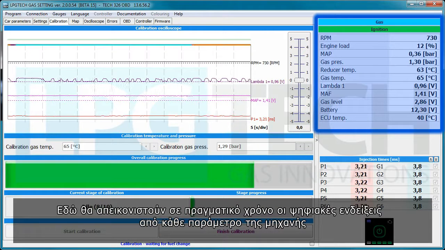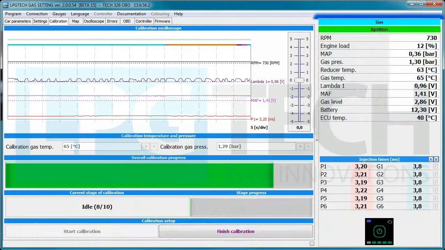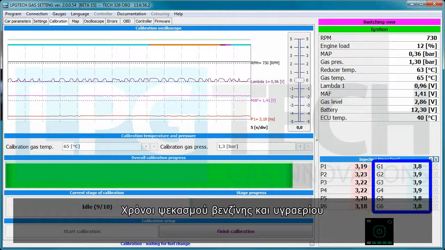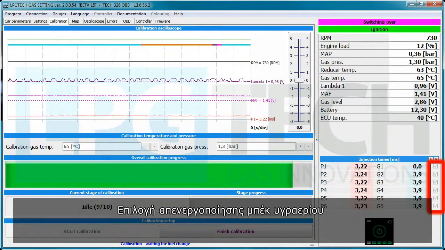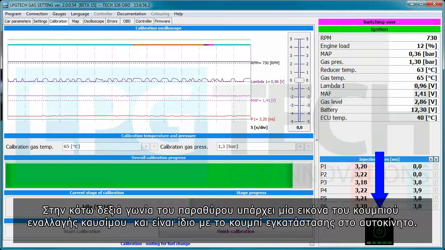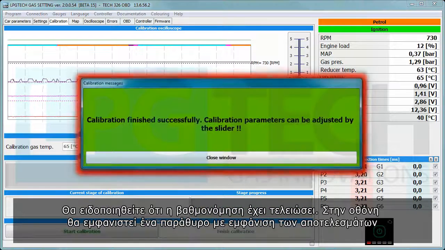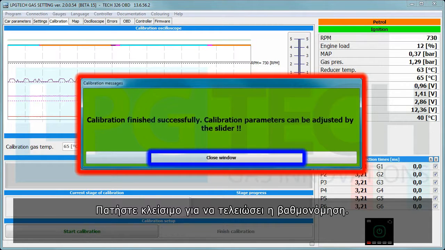Here will be displayed real-time digital indications of each engine parameter and autogas installation. Injection times of petrol and gas, disable option for gas injectors. In the bottom right corner of the window there is an image of a petrol switch which looks the same as the one installed in the car. You will be informed that calibration has been finished. On the screen will appear a window with a message about its result. Press Close button to finish calibration.